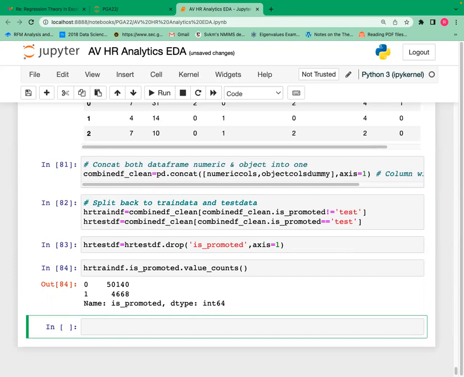Employee being recommended for promotion. So 50,000 employees were not recommended for promotion, and 4,668 employees are recommended for promotion. Here the dependent variable is non-numerical and binary.